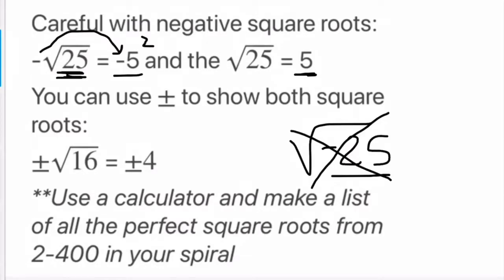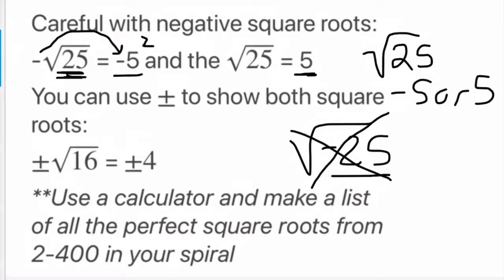So be really careful, because technically, if I ask you what is the square root of 25, your answer could be -5 or 5. Because if I take -5 and I square it, -5 times -5 gives me 25. If I take 5 and I square it, I get 25. So we use this symbol in math, it's called the plus and minus symbol, to show that it could be both positive and negative numbers. So the square root of 16 could be both positive and -4. Those are both possible answers for the square root of 16.